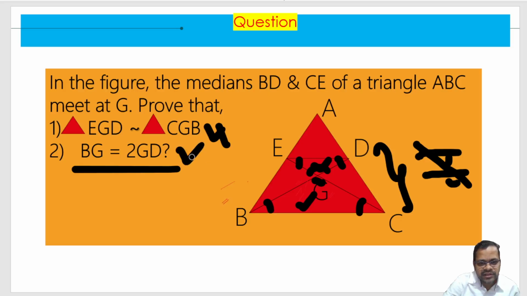So first, we have to prove that the two triangles are similar. Triangle EGD is similar to triangle CGB. We have already proved it because the angle similarity criteria has been applied, and we find those criteria are being matched. So that's why these two triangles are similar. Then we have also proved that BG, this line segment, is twice the size of GD. This is also simple algebra.